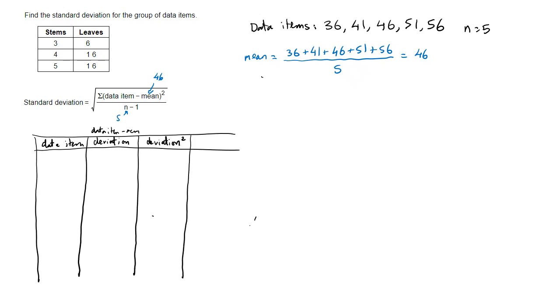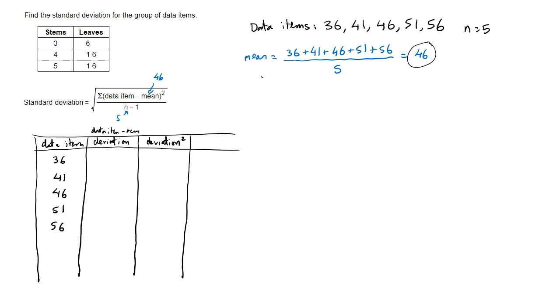And then we need the sum of all of these. Okay, so we're going to add up all of those deviations squared. Now we can write that here on the bottom, so I'm just going to start with those for now. I'm going to write each data item. So we have 36, 41, 46, 51, and 56. Then the deviation, so each data item minus the mean, which is 46.